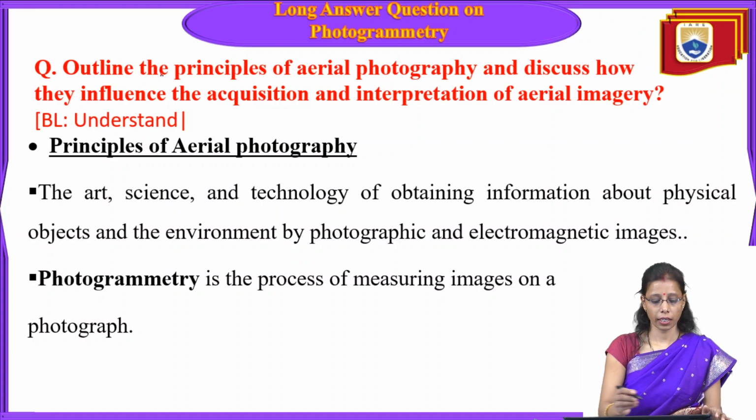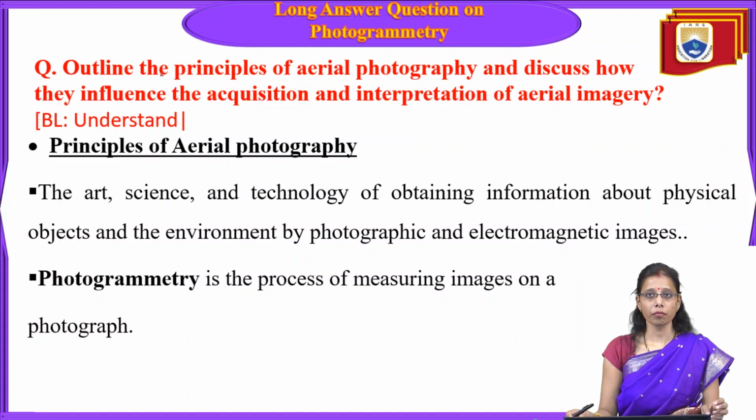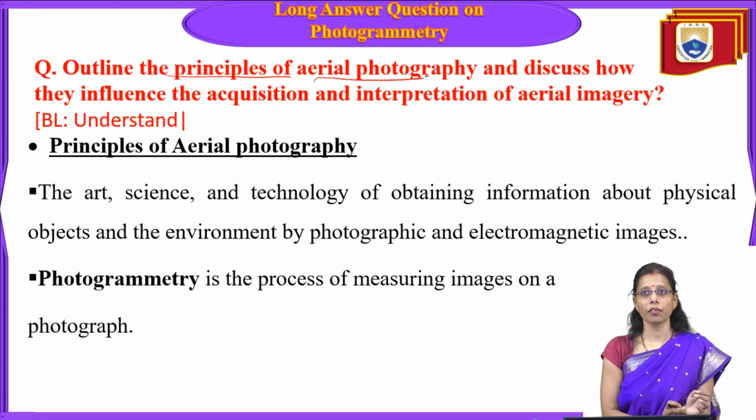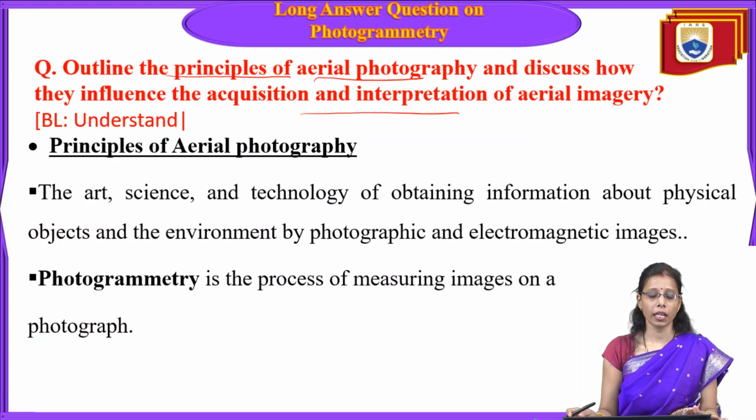Suppose there is a question like: outline the principles of aerial photography and discuss how they influence the acquisition and interpretation of aerial imagery. So here, if we see, there are different parts in the question. We have the principles of aerial photography. First of all, we have to understand what the principles of aerial photography are, and then discuss how they influence the acquisition and interpretation of the aerial imaging. This question has Bloom's taxonomy level of understand.